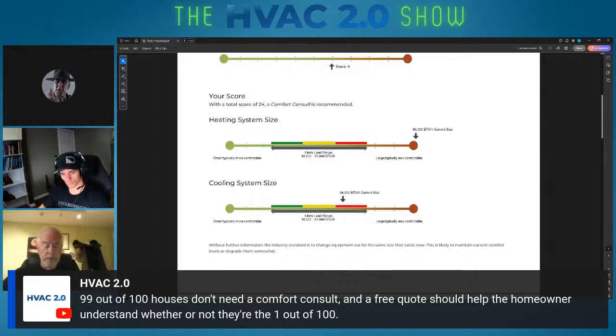But we don't know that, and we can replace the equipment. And if we make good decisions around the equipment, if it turns out your house is one of those, you're not going to have to replace the equipment a second time because you made a good equipment decision. Yep. And if you're the 1 of 100 homes where the equipment decision might be a toss-up between 2 different sizes, we should be able to unpack that at the free quote.